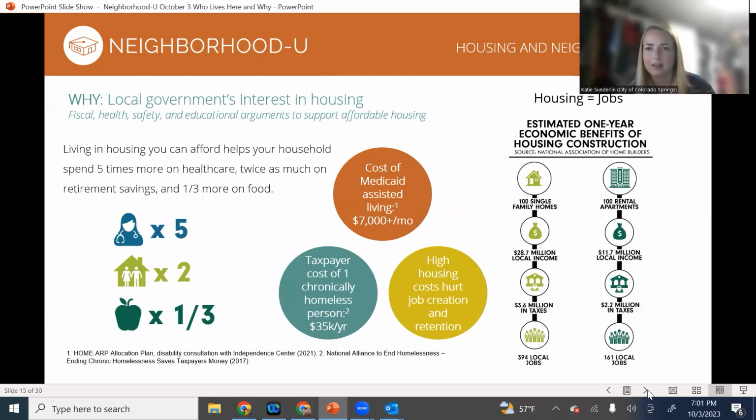Okay, so why is the government really even interested in housing? We are interested in housing because high housing costs hurt our job creation and our job retention. Housing is an economic development strategy. In order for our community to continue to be economically prosperous, we do need to provide housing that is available at all income levels. It also costs a lot for communities to support homelessness, and high housing cost is a direct correlation to homelessness.